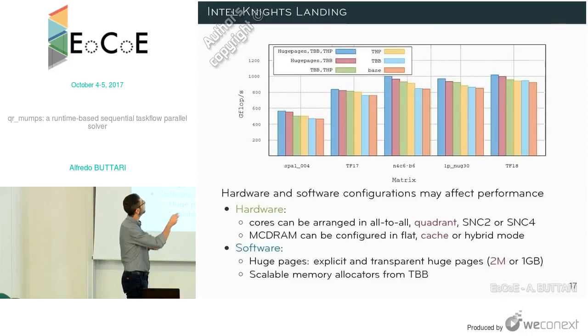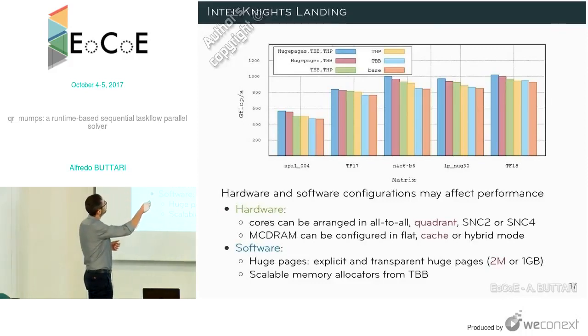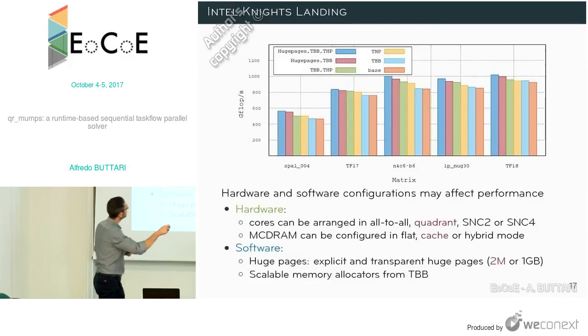We activate transparent huge pages, and we get the yellow bar. Then we use both TBB allocator and transparent huge pages, and we get the green bar. And then we use explicit huge pages and TBB allocator, and we get the red bar. And then when we do all of these tricks, we get the dark blue bar. And actually, you can see that the difference can be quite important, right?